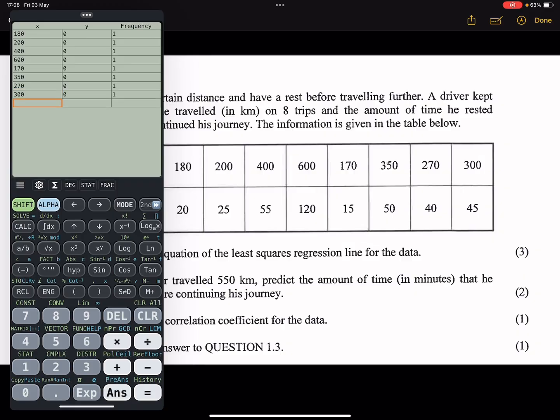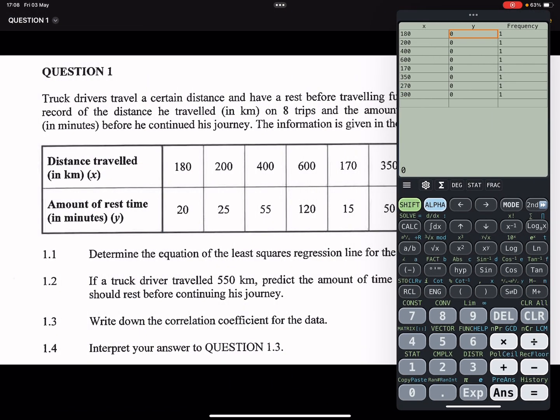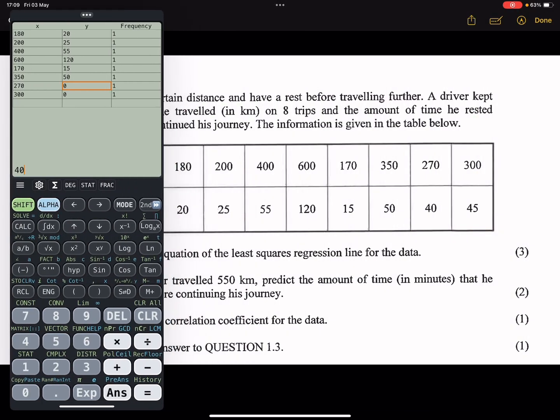All right, so now for my y variables, I've got 20, the first one. Let's just make sure that's correct. So that's 20, that's 25, that's 55. That's 120, that's 15, that's 50, and we've got 40 as well as 45. All right, so there's our data.